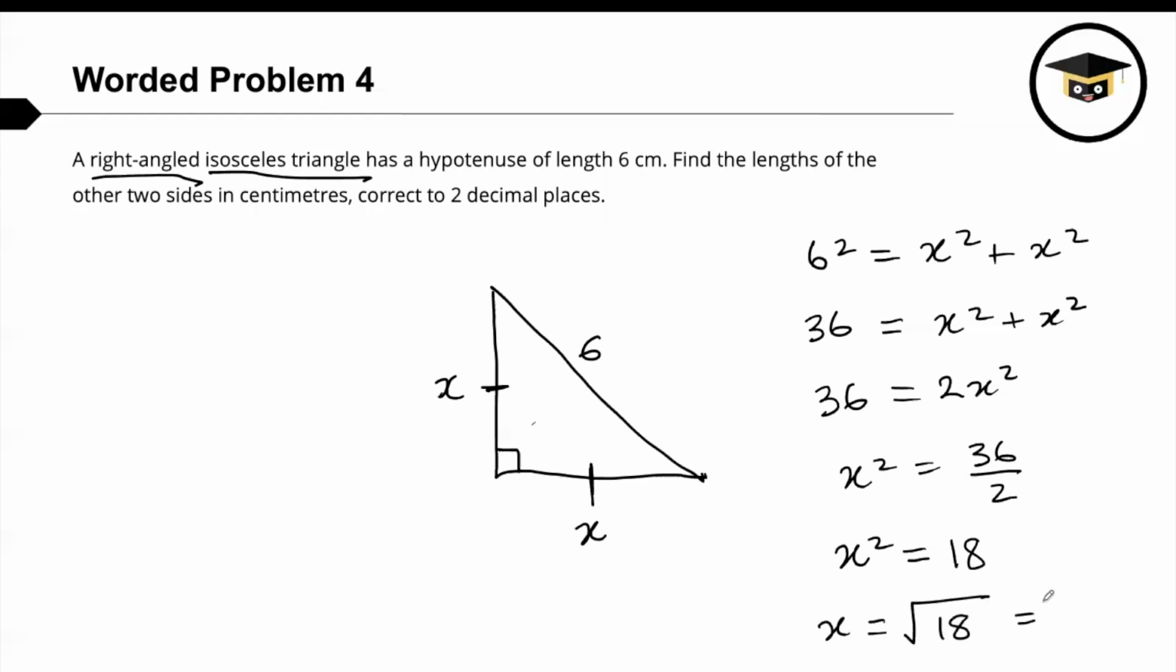And the square root of 18 is equal to 4.2426. They want our answer to 2 decimal places. So we would say that the final answer is 4.24 centimeters.